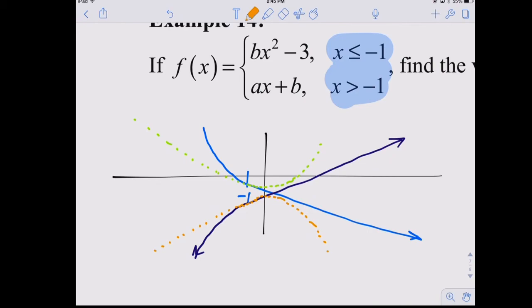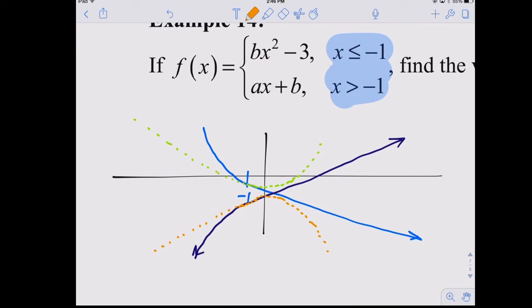Graphically, we have a parabola that has a fixed y-intercept of negative 3, and it has to smoothly transition, connectedly, into a line with an unknown slope. So to get a y-intercept of 3, I would either have to have the blue parabola coming in from the top, and then at negative 1, it would have to switch into a line going down.